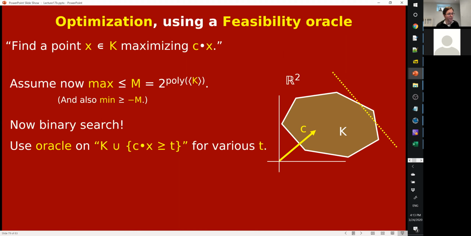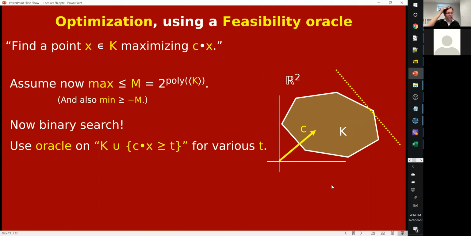I got a question in the chat. Does this always return a vertex? No, that's a good point. As you're going along, we'll come to this in a second. Once we try this one, and we decide, oh, K together with c dot x is at least this t is feasible, we know using search we can get some point in this little triangle. So we can get some point x which achieves at least this value of t. But we'll see in a minute this question about whether we can actually pick out the vertex that's the maximizer. We'll come back to that.